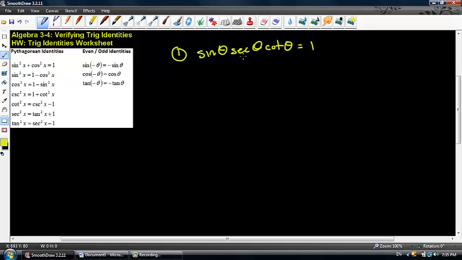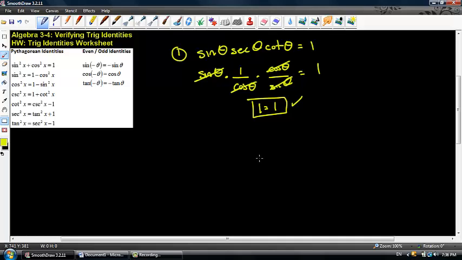Secant, if you don't remember, secant is really 1 over cosine of theta, right? That's what secant really is. Now, sine I can't really do a whole lot with, so I'll just carry it down. Remember, they're all being multiplied. Well, cotangent is really cosine theta over sine theta, and that equals 1. Since everything is being multiplied, we can suddenly start canceling things out. If you notice, the cosine thetas are going to go away, the sine thetas are going to go away, and you end up with 1 equals 1. And that's your trig identity right there.